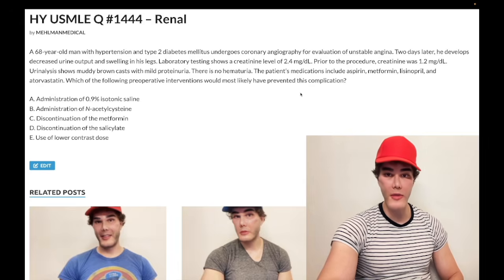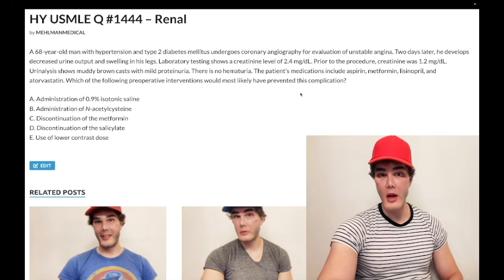Should be 0.7 to 1.2. Once you've hit a creatinine of 2, you've lost 90% of your renal function. Prior to the procedure, he was upper normal at 1.2. Urinalysis shows muddy brown granular cast. This is acute tubular necrosis, brown pigmented cast.